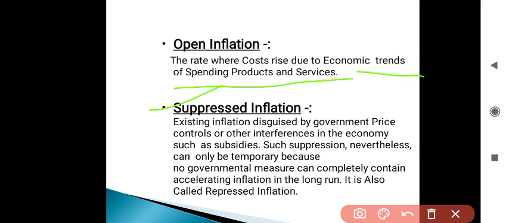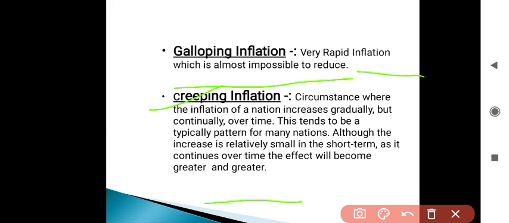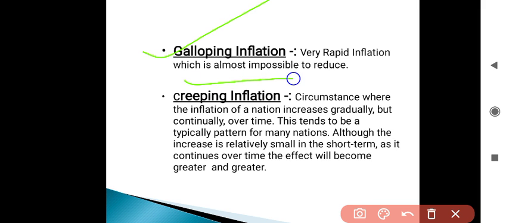Such suppression nevertheless can only be temporary because no government measures can completely contain accelerating inflation in the long run. It is also called repressed inflation. Galloping inflation: very rapid inflation which is almost impossible to reduce. Creeping inflation: circumstances where the inflation of a nation increases gradually but continually over time.